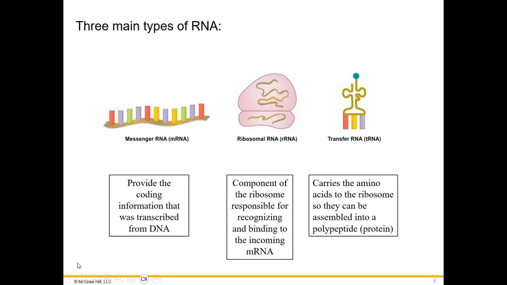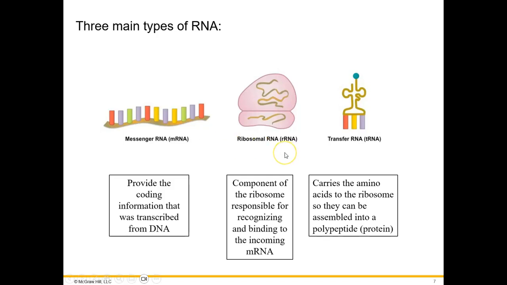Whenever we're making RNA, there are really three main types that we could be creating. So the first is messenger RNA, and that's the actual information that is the copy from our DNA molecules. So you can see that it really resembles a single strand of DNA. You can see that each of these is representing a nucleotide along the path. This is going to carry the information for the specific protein we want to make.